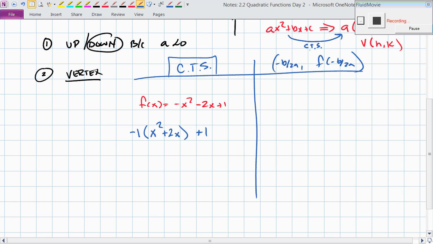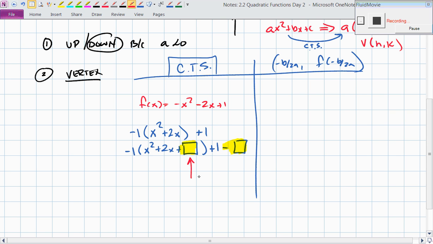All right. Now I have negative 1 times x squared plus 2x plus something. I don't know what that's going to be yet. Plus 1 and then minus something. So check it out. I am adding and subtracting the same thing. I don't know what it's going to be yet, but I'm going to figure that out right now.